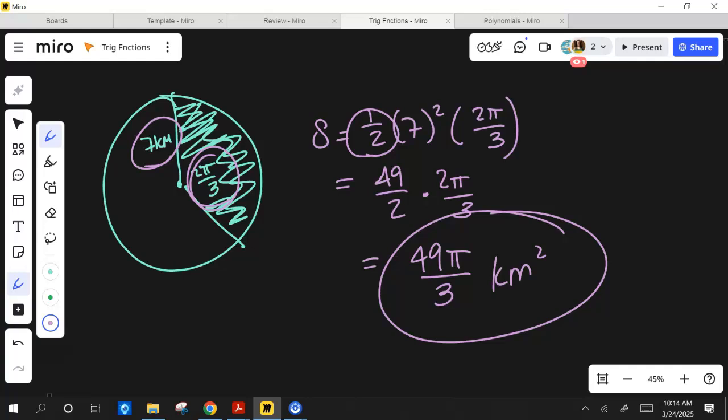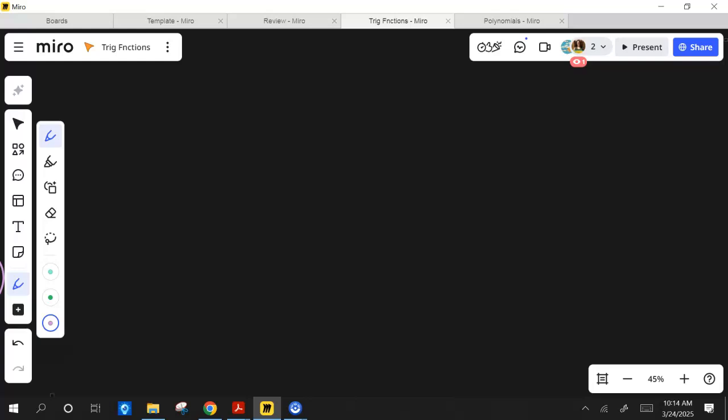All right, the area of a sector. Last one, y'all stay with me. The area of a sector with a central angle of 240 degrees is 134 square feet. What's the radius of the circle?